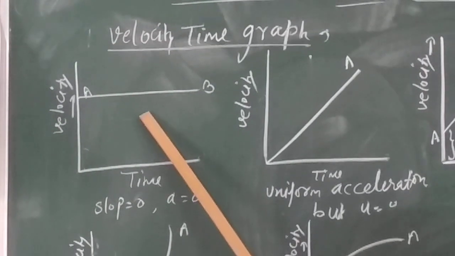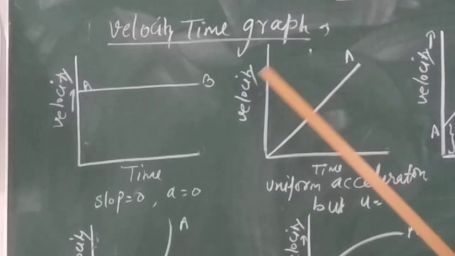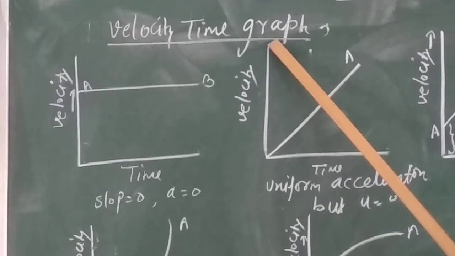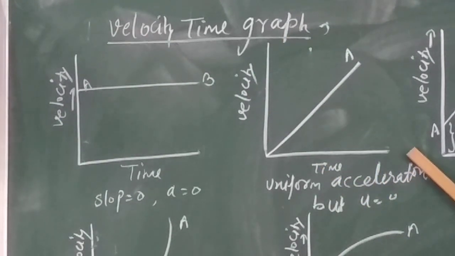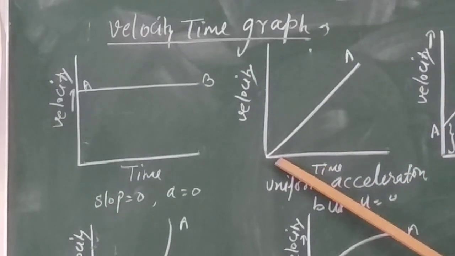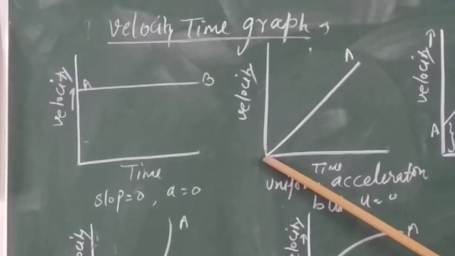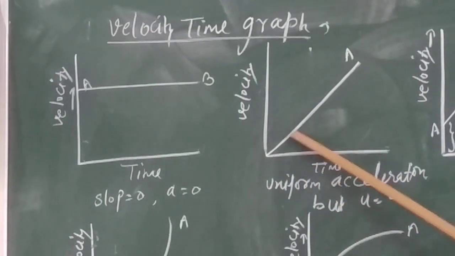And distance can never be zero in a velocity-time graph. The second graph again has velocity along the y-axis and time along the x-axis. This graph is a straight line passing through the origin O. It means it has some slope.